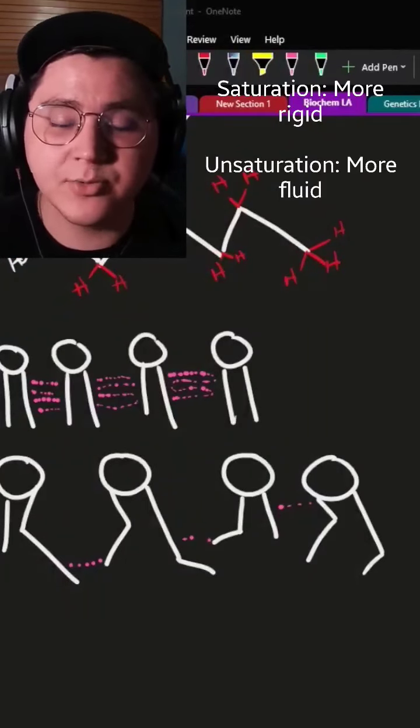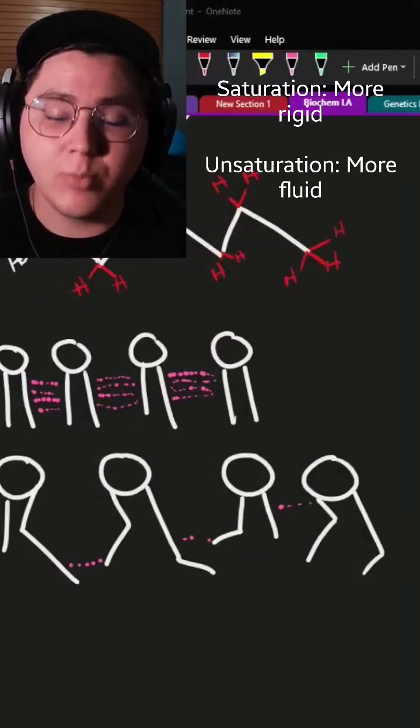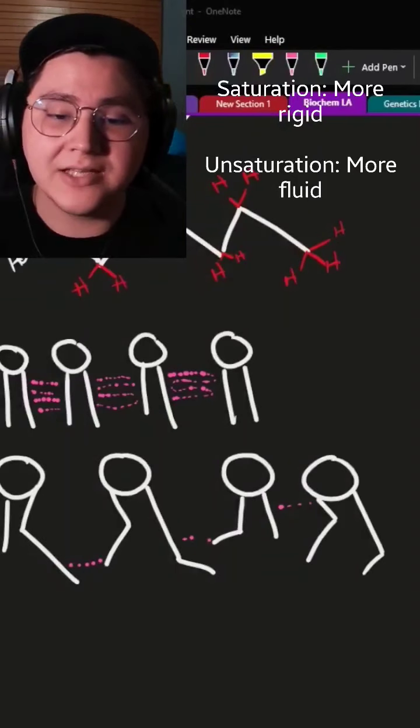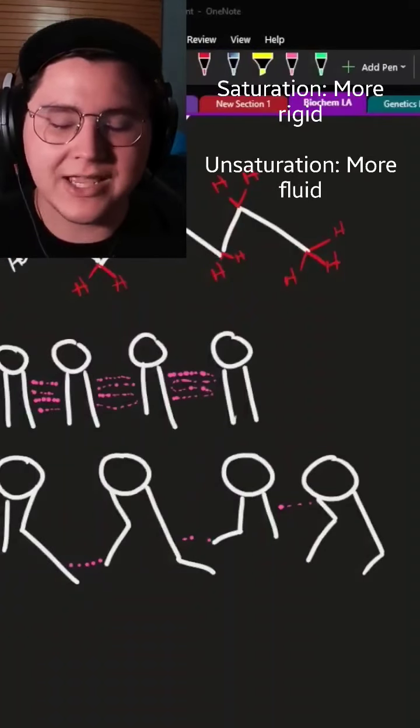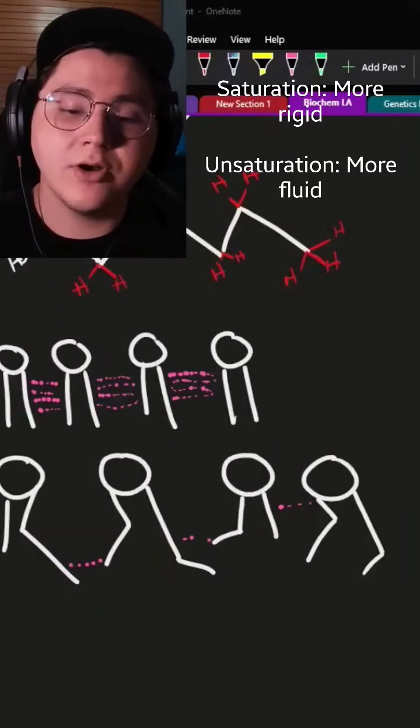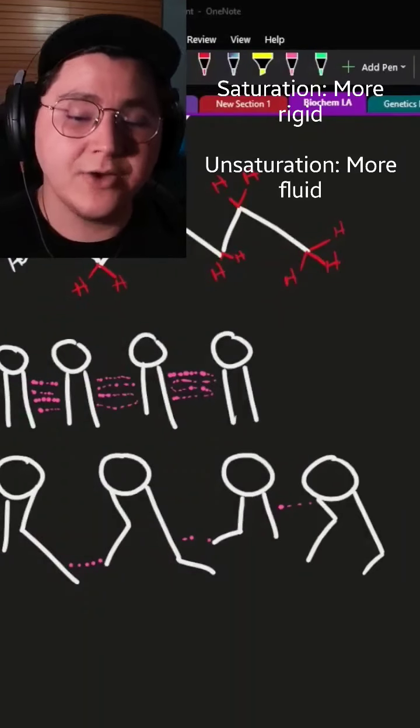The more of these interactions, the more stable our structure is. The more stable, the more rigidity we have in our membrane. The less stable, the more fluidity we have in our membrane. So saturated fatty acids are more linked with increasing rigidity, whereas unsaturated fatty acids are more linked with increasing fluidity.